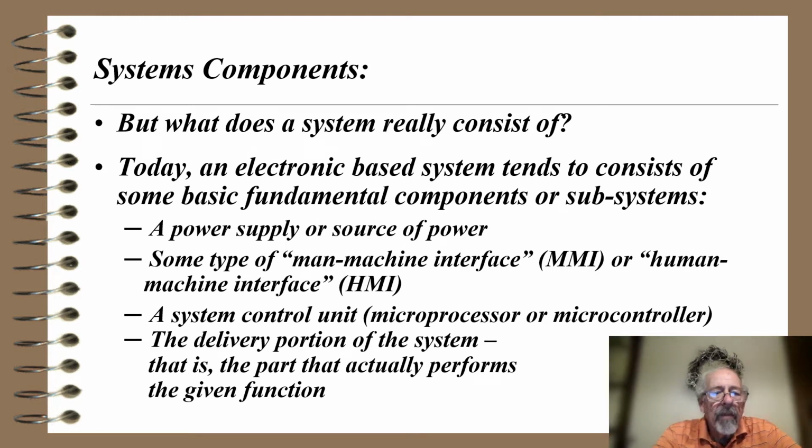System components. Well, the question might be, what does a system really consist of? Today, an electronic-based system tends to consist of some basic fundamental components or subsystems. Very often, well, 100% of the time, we need a power supply or a source of power. We need some type of man-machine interface. We call that an MMI, or human-machine interface called an HMI. Very often we'll have a system control unit, which would be a microprocessor or microcontroller. And then we have the delivery portion of the system. That is the part that actually performs the given function.